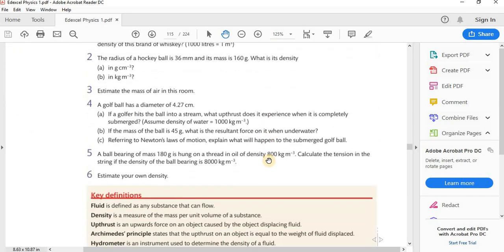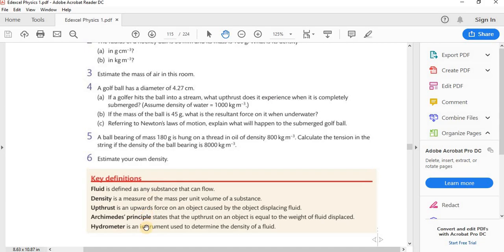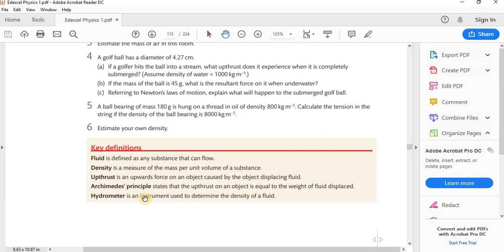Okay, so we have come to the end of that. Now these definitions are very important. You should know them. Fluid is defined as any substance that can flow. Density is a measure of the mass per unit volume of a substance. You know the formula, density equals mass over volume. And upthrust is an upward force on an object caused by the object displacing fluid. Again, very important. Upthrust is equal to the weight of fluid displaced. Archimedes' principle states that the upthrust on an object is equal to the weight of fluid displaced. A hydrometer is an instrument used to determine the density of a fluid.